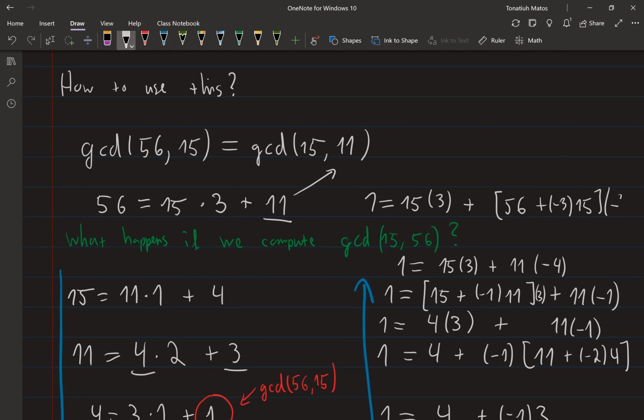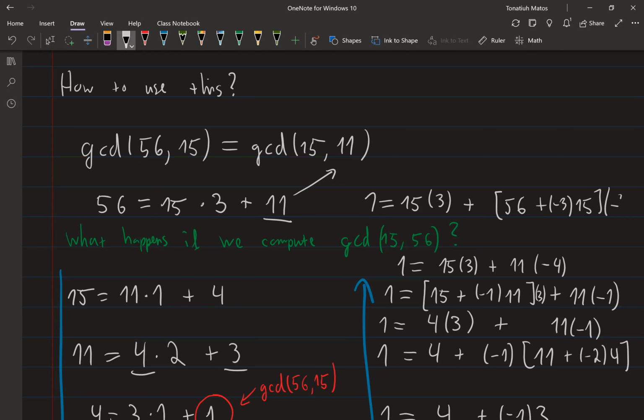15 times what? Oh boy. 3 times -3 times -4, which is 12. 3 times 12 plus 12, sorry, would be 15. And how many copies of 56 do I have? That should just be -4. Now, you can verify if that's correct. Hopefully it is. The point is that the numbers that I started with, namely 56 and 15, are here, right?